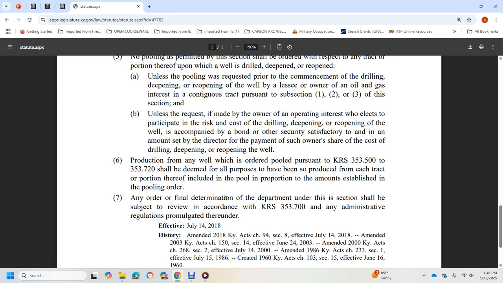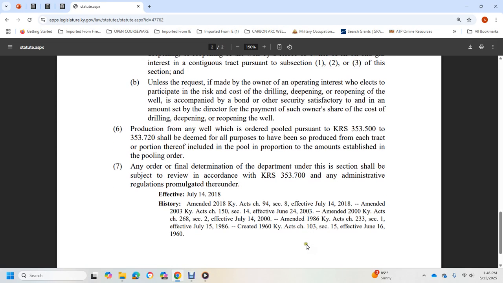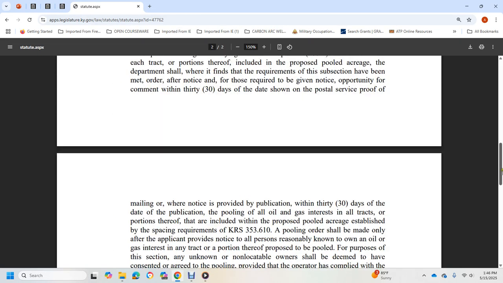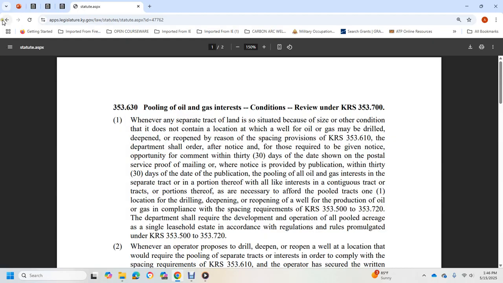Finally, any final order or final determination of the department under this section shall be subject to review in accordance with Kentucky Revised Statute 353.700 and the administrative regulations promulgated thereunder. And that was 353.630.